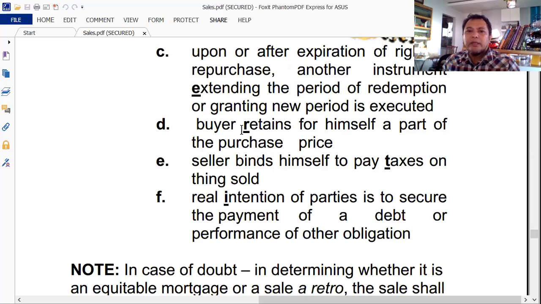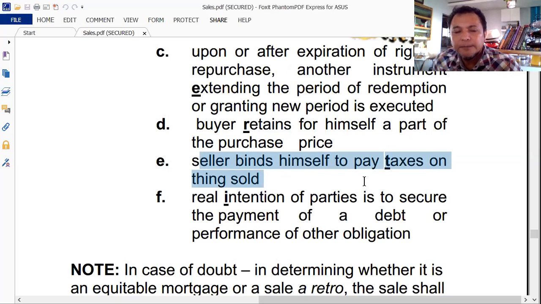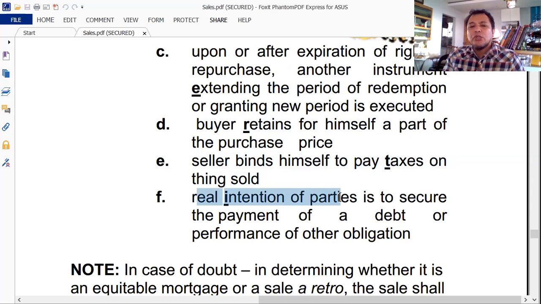Another requisite is that the buyer retains for himself a part of the purchase price. Then letter E, the seller binds himself to pay the taxes on the thing sold. So the seller, despite already selling it, still pays the taxes of the thing. We're talking about real property taxes. And lastly, the real intention of the parties is to secure the payment of a debt or performance of other obligation.